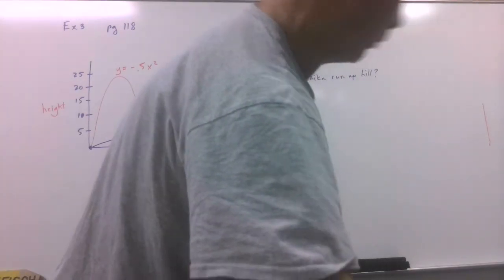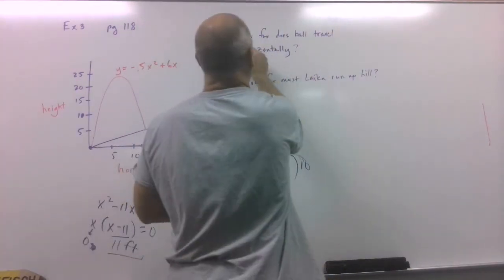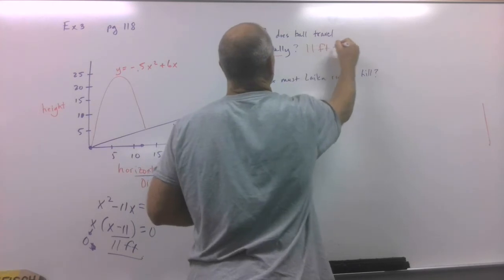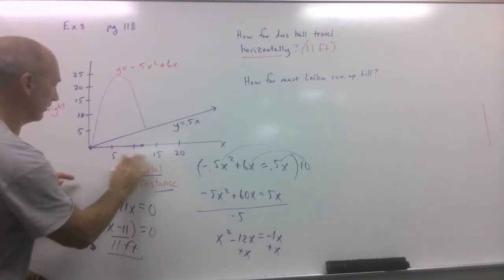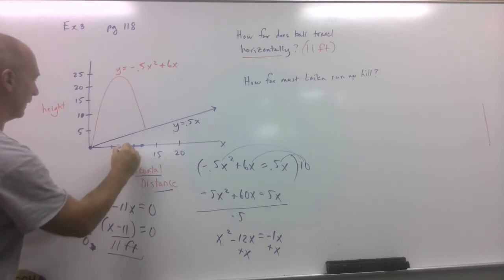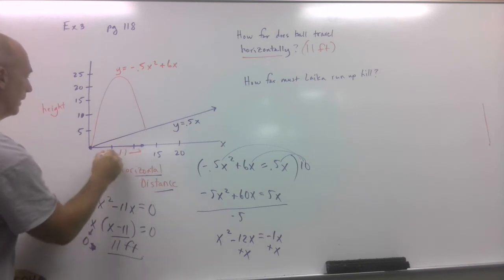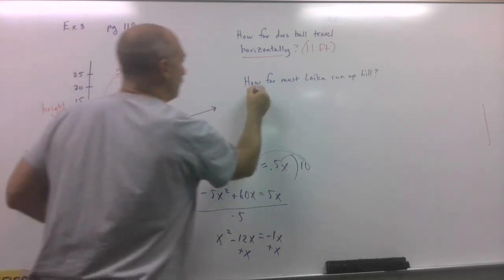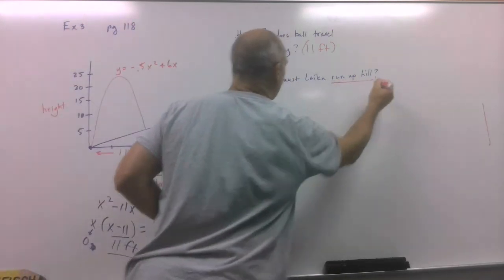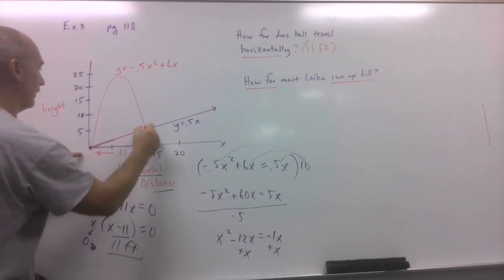Okay, so the final question. See, this is 11 feet horizontally. So I'm going to get rid of this 10, get rid of this 5, and I'm going to write an 11 right here. I know that's 11. Now the question is, how far must Leica run up the hill? They're asking for this distance.